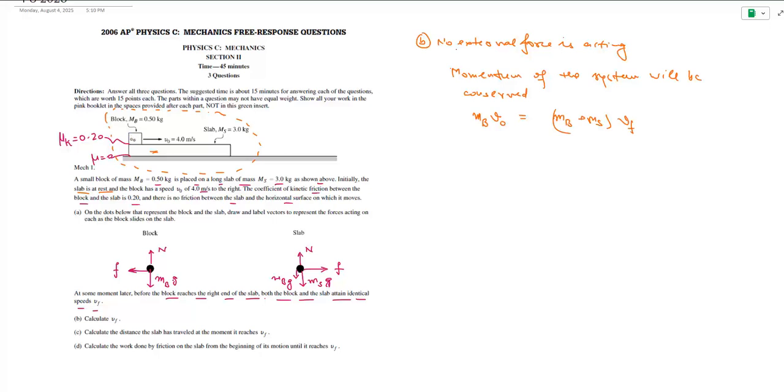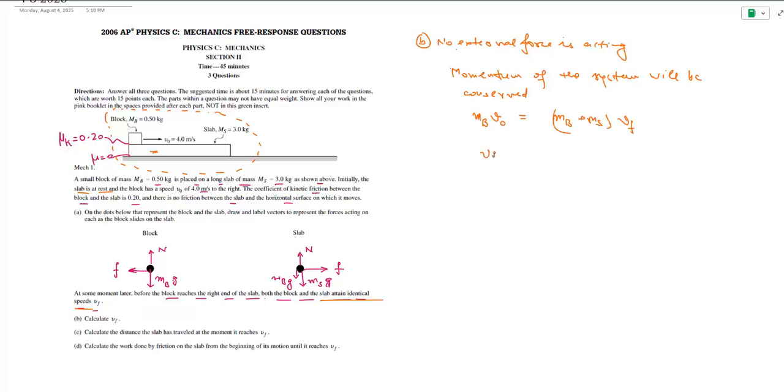Basically, even if you have made this block move with a speed of 4 meter per second on this slab, friction is acting on it, and ultimately a situation will be reached where the relative velocity of this block with respect to this slab becomes 0. In such a situation, both will move with the same common velocity. Here he is saying both the block and the slab attain identical speed. This means the block has come to rest with respect to this slab.